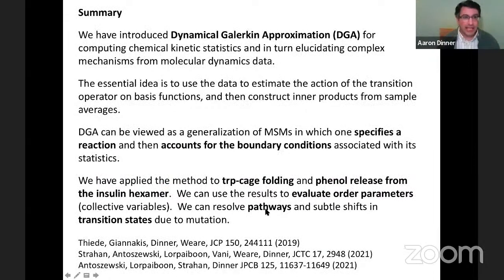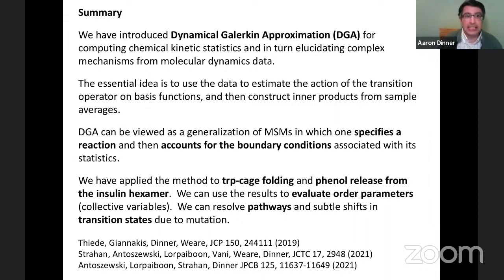Okay, so what I tried to show you is that we've introduced this dynamical Galerkin approximation. Galerkin approximation is just a basis expansion for computing kinetic statistics. You can think of it as a generalization of Markov state models, but one where we're actually saying this is the reaction that we're interested in, and we're properly accounting for the reactant and product states when we compute these statistics like the committer or the reactive current.